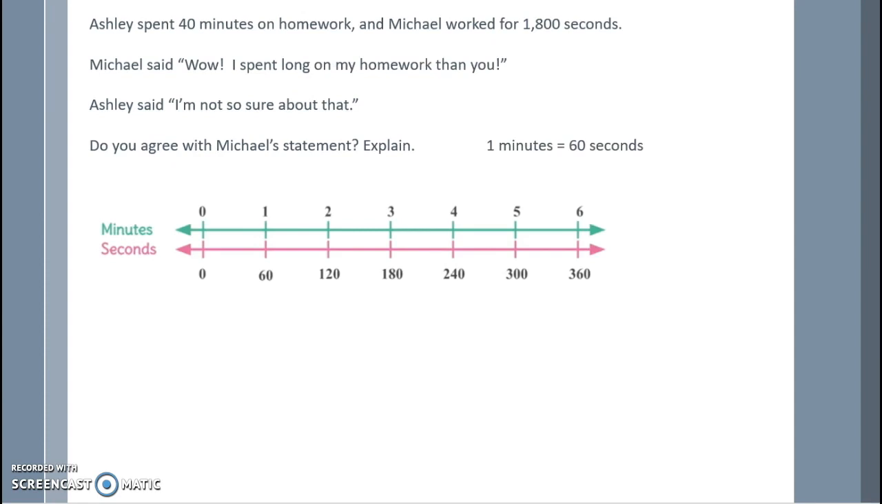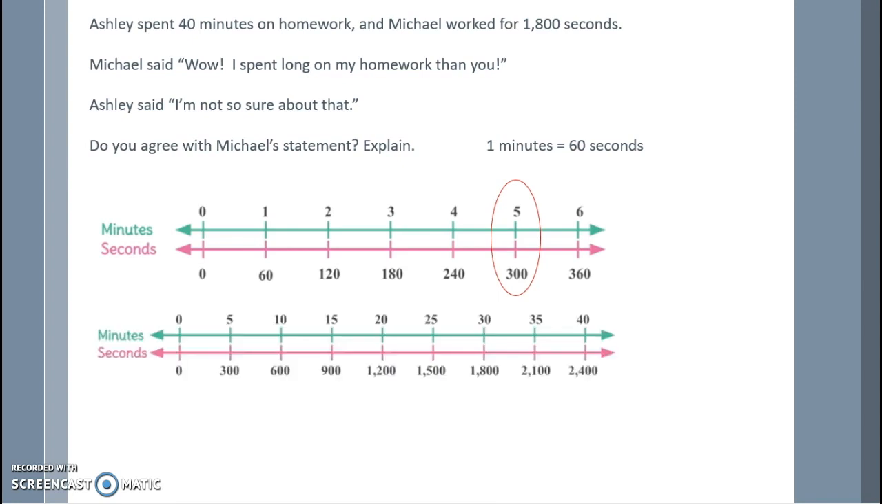We know that 1 minute is 60 seconds, so we can create a double bar line with minutes comparing to seconds. So 0 minutes would be 0 seconds, 1 minute is 60 seconds, and I go all the way over to 6 minutes and 360 seconds. We have a long way to go. So we're going to create another chart, and I'm going to base it off of 5 minutes at a time so that we can get going on our chart a little more quickly.